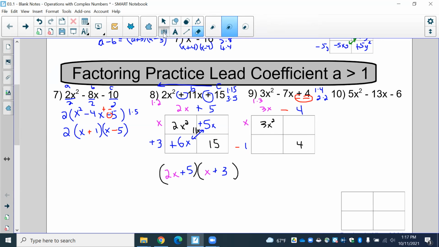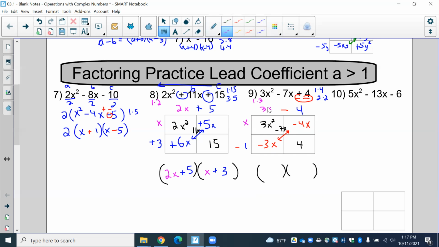Now, what would have happened if this didn't work? What if -4 times x, -4x, and 3 times -1, which is -3x? What would happen if these two things did not add up to -7x? Well, I had another factor. I could have used 2 and 2, which wouldn't work. But if 1 and 4 didn't work, you just move to the next factor. You need to make sure you're using an eraser.